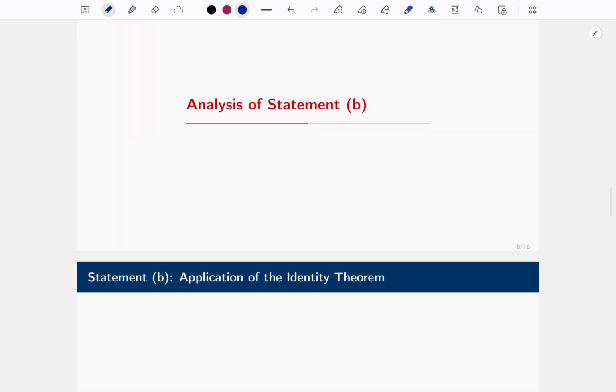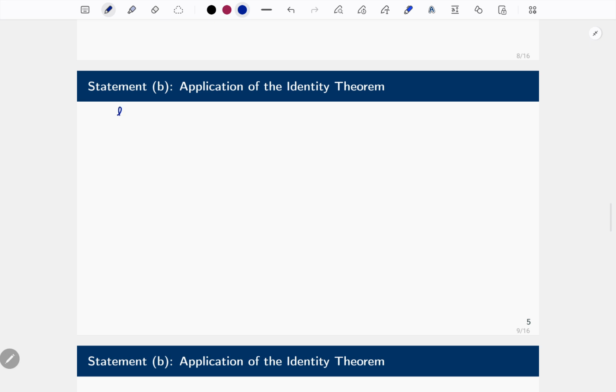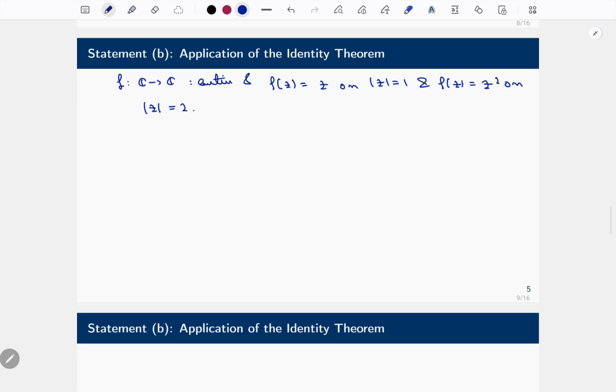Now let us come to the analysis of statement B. So we are given f, a function from C to C, which is entire or analytic, and f of z is equal to z on mod z equal to 1 and f of z equals z squared on mod z equals 2. Let us try and prove that this is not possible. I have already written that this is an easy application of the identity theorem.